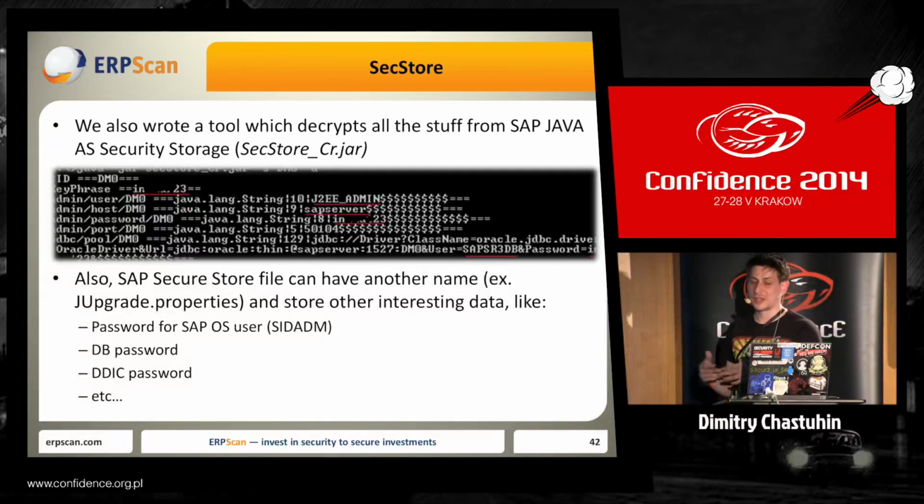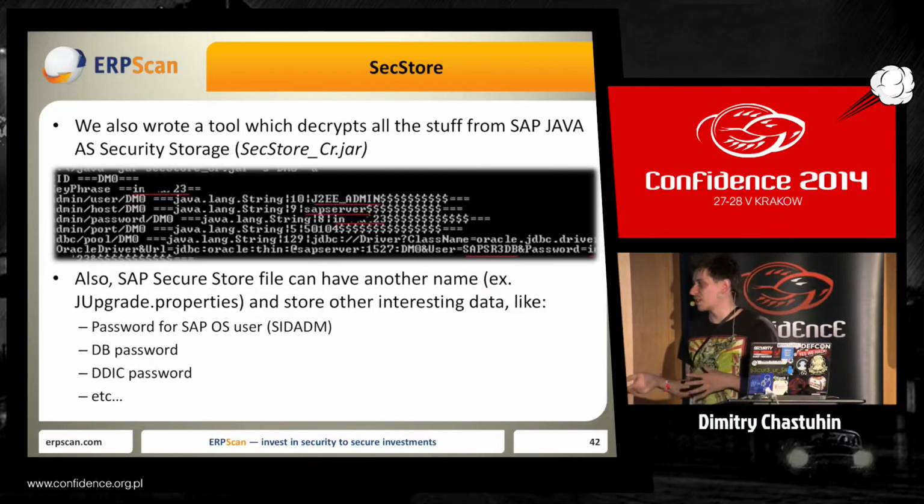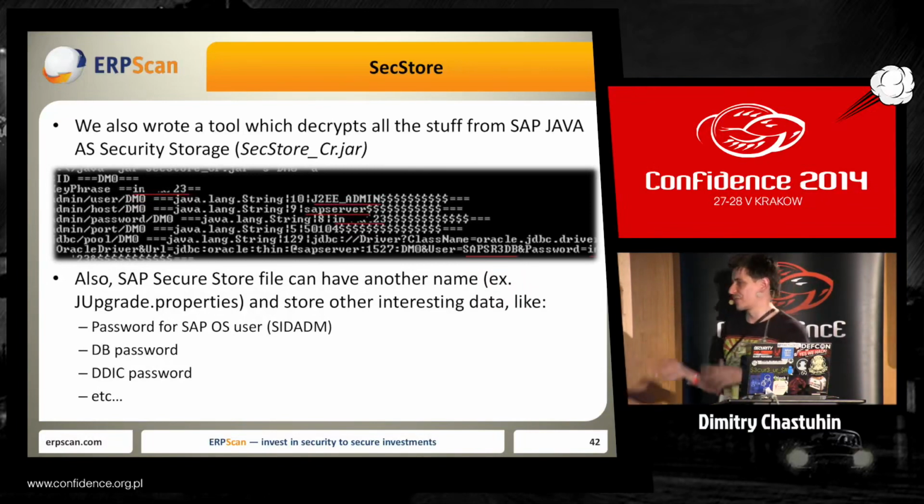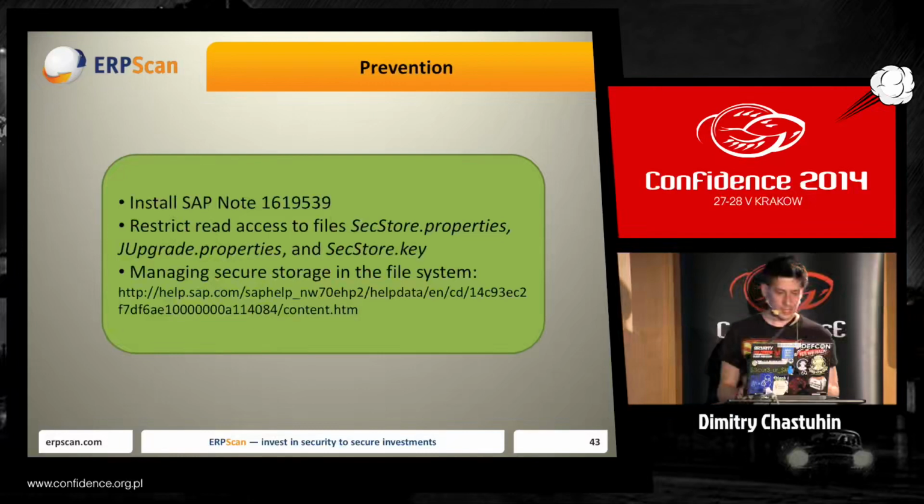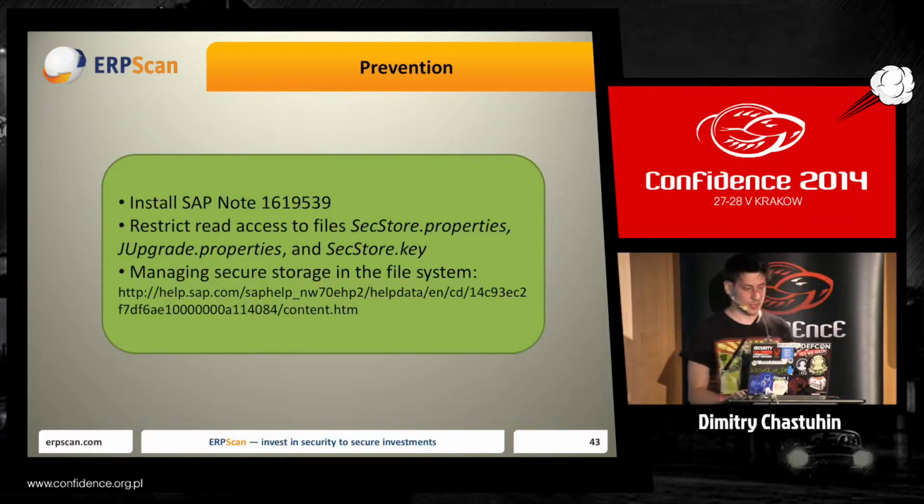Also, the SAP security store file can have another name, for example, upgrade.properties, but the algorithm is the same. And this file also stores other interesting information like passwords for some SAP operating system users, database passwords, internal usernames and passwords, etc. And of course, some prevention measures.